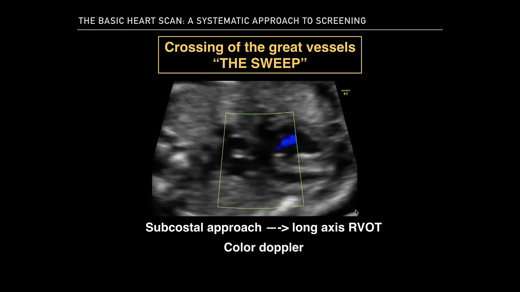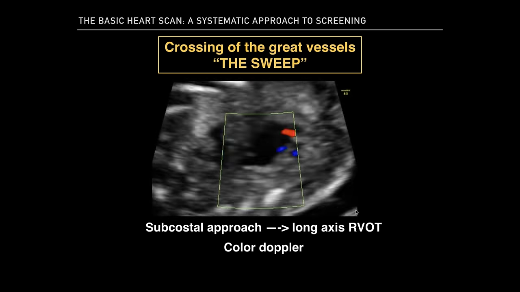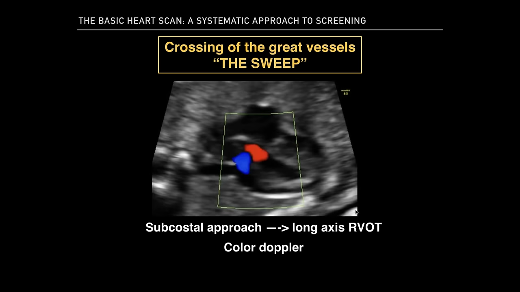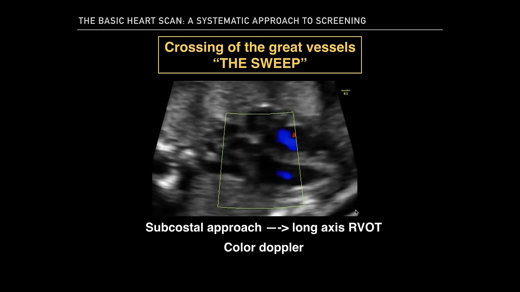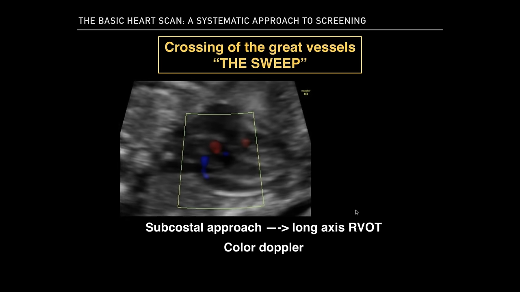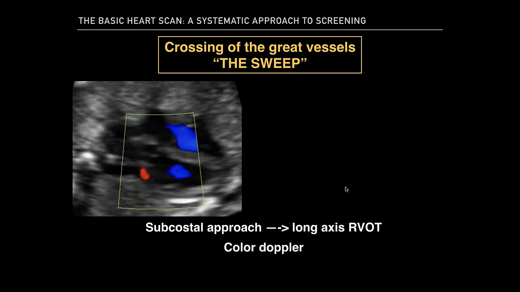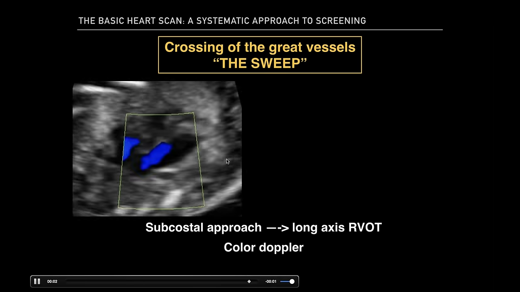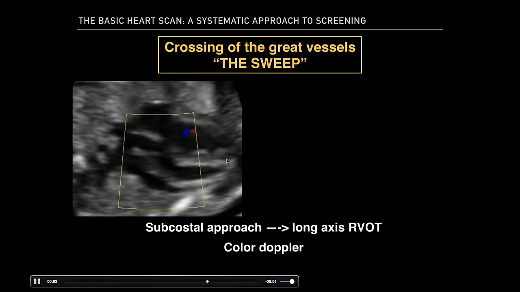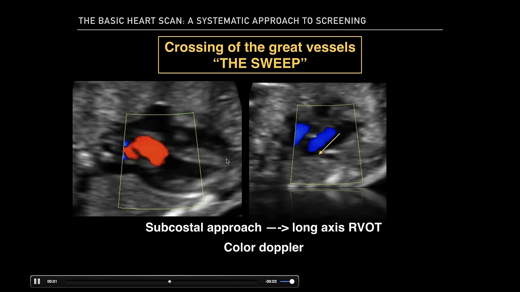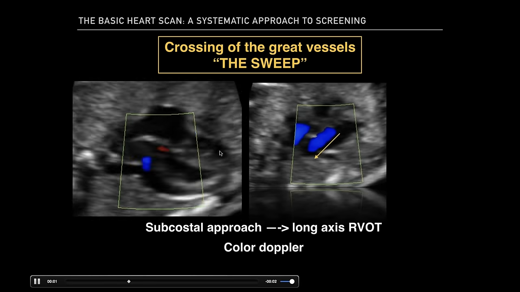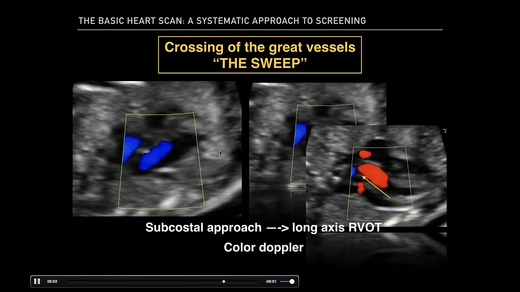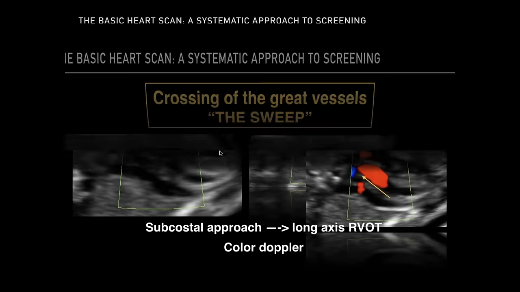And color Doppler is particularly helpful in this view. So as you sweep through the great vessels, they actually display different colors, which confirms the crossing. And this is basically due to the respective positions of the vessels in the near parallel course with the angle of incision. So just breaking it down, here we have the pulmonary artery, which is blue. And then you have the aorta, just going back to the spine, which is red, and just confirming crossing.